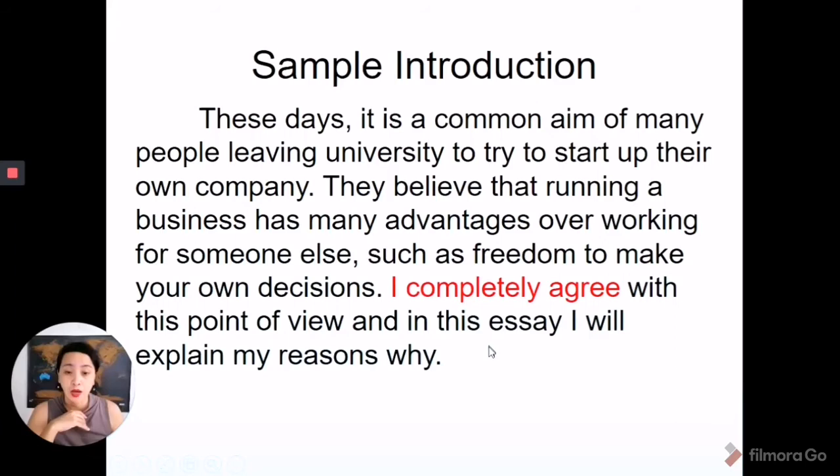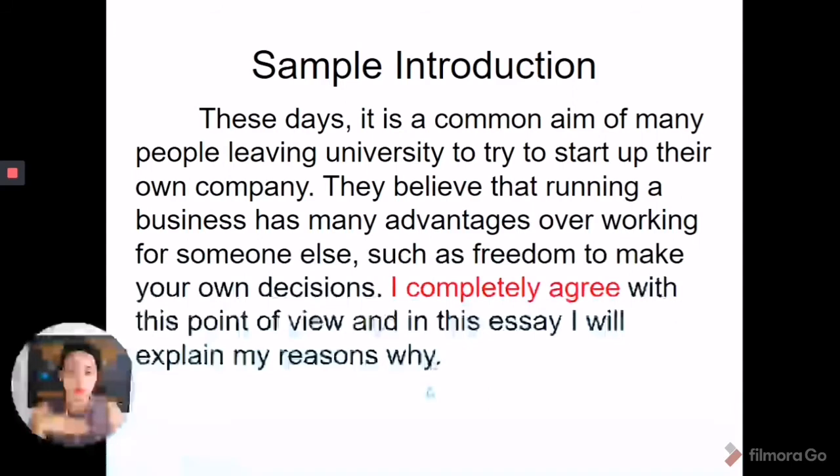Let's look at how it's applied. Again, in your first sentence, you have your general statement. These days, it is a common aim of many people leaving university to try to start up their own company. And then follow that with your supporting sentence. They believe that running a business has many advantages over working for someone else, such as freedom to make your own decisions. So make sure you don't copy the words from the task. Use synonyms. And then in your third sentence, you give your opinion. I completely agree or disagree with this point of view. And in this essay, I will explain my reasons why. So that's how you write your sample introduction.